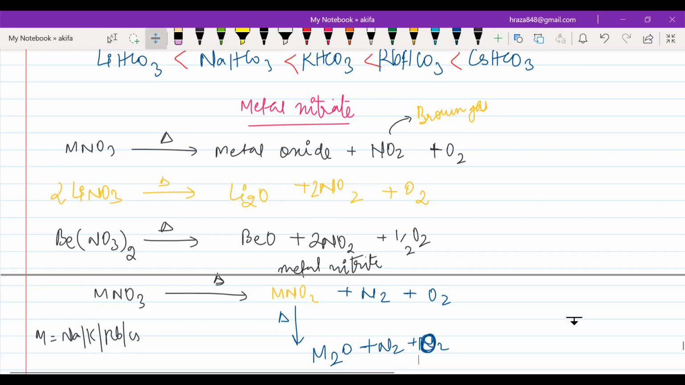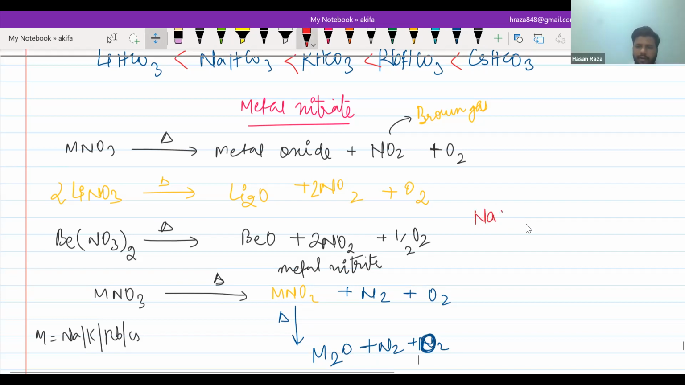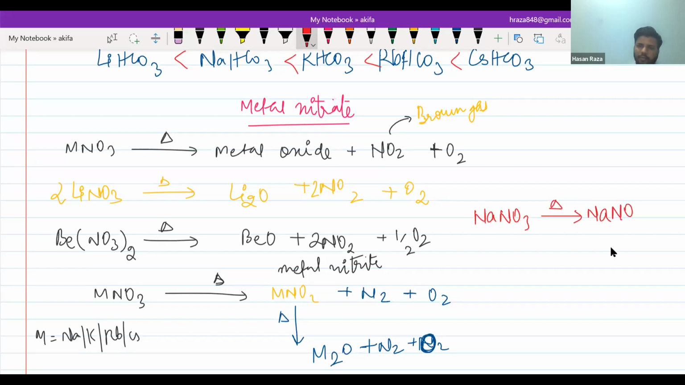Done. So basically, if you write sodium nitrate and heat it, the first reaction will be NaNO2 and half O2 like this. And the temperature should be greater than 400 degrees centigrade. Okay, then only it is possible.